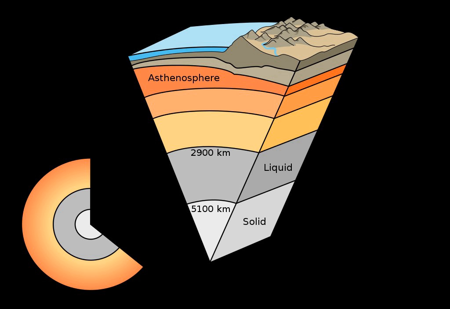Topic: Types. There are two types of lithosphere. Oceanic lithosphere, which is associated with oceanic crust and exists in the ocean basins, has a mean density of about 2.9 grams per cc. Continental lithosphere, which is associated with continental crust, has a mean density of about 2.7 grams per cc.